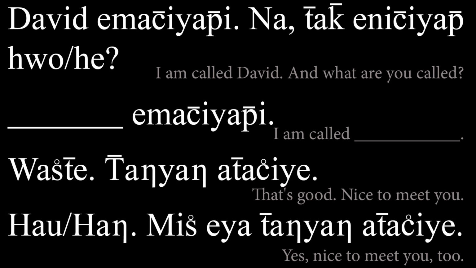Okay? I should say that really slow. Omachi. Okay, so here we go. I'm going to ask the question and then you answer with your name and then Emachiapi. All right? Okay. Here we go. David Emachiapi. Natagnichab he. Very good. One more time. David Emachiapi. Natagnichab he.